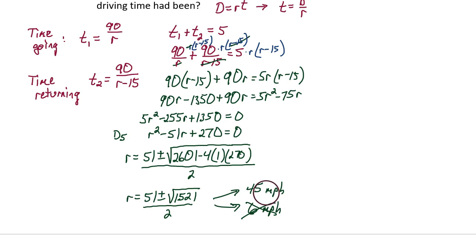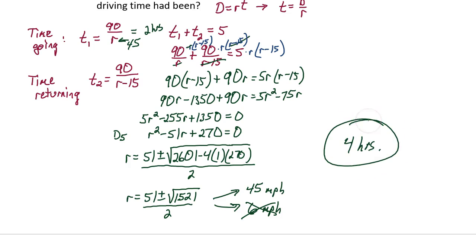Do you remember what the question was? What would her total driving time have been if she could have the same average speed coming home as going? So let's focus on the equation that we wrote about the time going. If R is 45, if you plug in 45 for R, what does that time turn out to be? It turns out to be 2 hours. If she could have the same time returning, that would also make 2 hours. And so her total driving time would have been 4 hours.